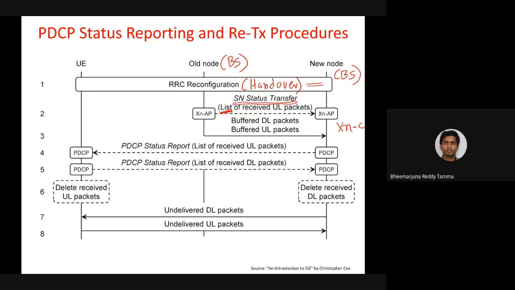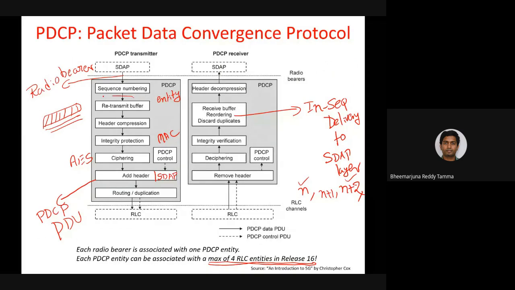That is one thing. And look at what the old base station is doing. It is also passing the buffered downlink packets and the buffered uplink packets. What is the meaning of buffered downlink packets? If you look here, whatever is there in this buffer, these are the buffered downlink packets. That is the meaning of that.